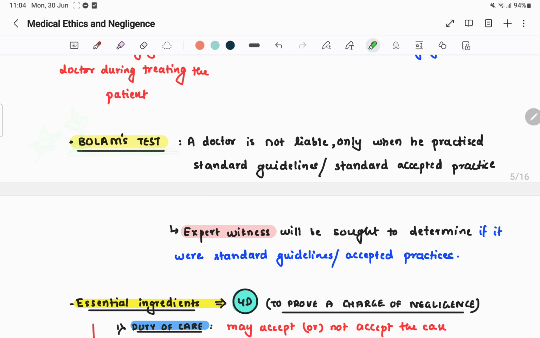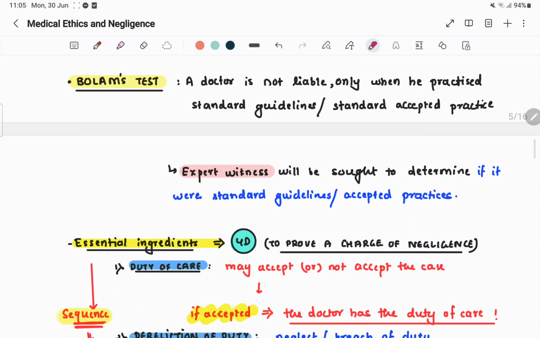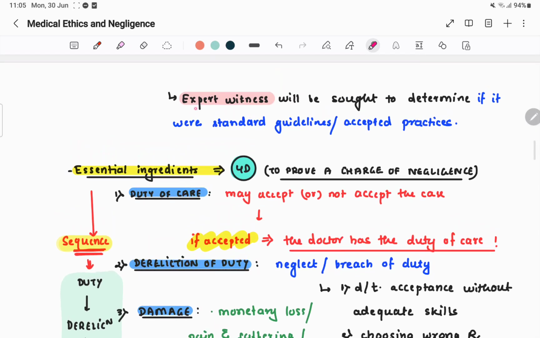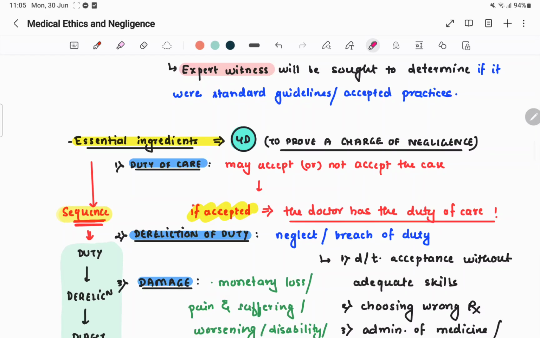One test is there which is called Bolam's test. What is Bolam's test? Bolam's test says that a doctor is not liable if he practices standard guidelines or standard accepted practices. So let's say it's a defense for doctors. Let's say a doctor is treating a patient for fever based on the standard treatment guidelines, STG, and the patient suffers from some complication. Now if the patient sues you in court that the doctor is responsible, you can very well say that the patient was on standard treatment guidelines, and can escape it. So it's called Bolam's test. And whether or not they are standard treatment guidelines will be assessed by the expert witness. Another doctor will be appointed to determine if the doctor has really followed the standard guidelines.